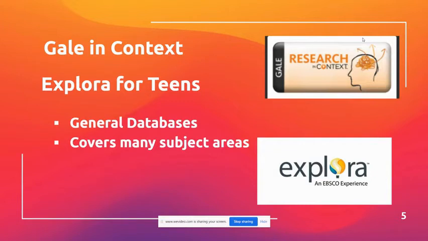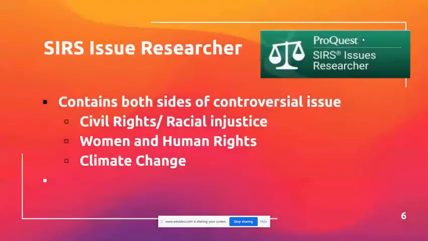The first two that I have on the screen right now, one of them is called Gale Context. The second is called Explora for Teens. These are both what we call general databases, which means they cover many subject areas. These are great databases to use for any variety of project. So I would check out either one or both of these for your research project.